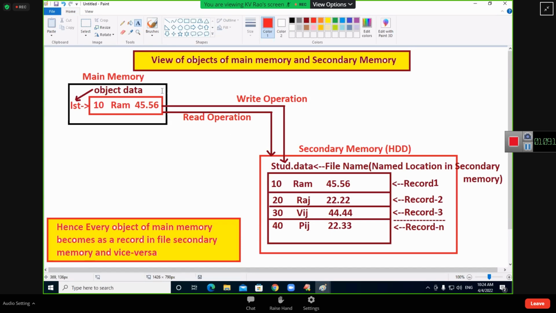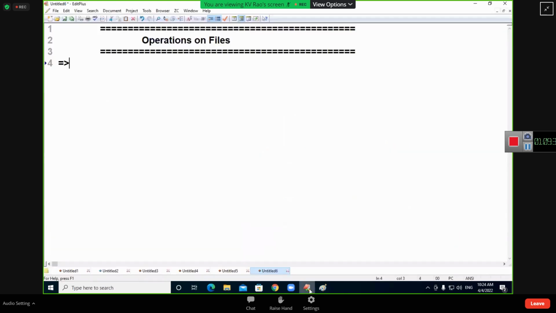Are these things clear, students? First one is the write operation. Second one is the read operation. Are these two things clear? Fine. Let us go back to this. I am going to write it.